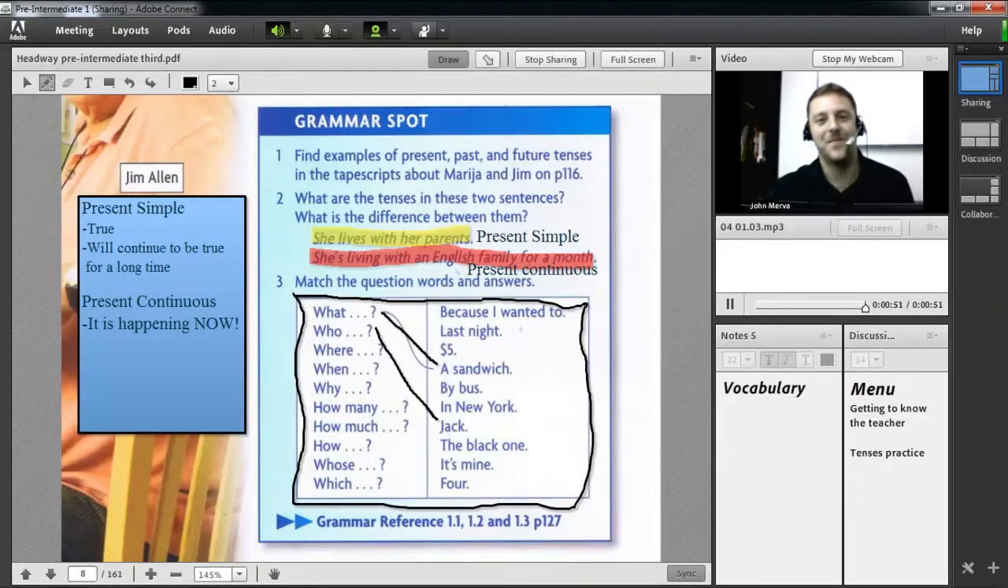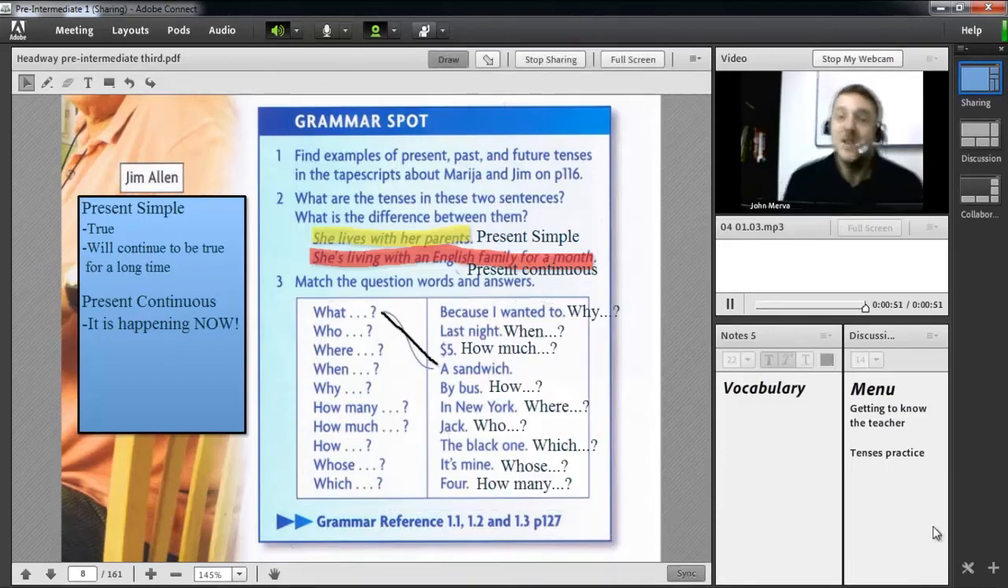Well done. Now, let's have a look at the answers together. Well done. Just to make it easier to look at, I have written the question words next to the answers, so let's very quickly go through them. Because I wanted to, obviously when we have a sentence that begins with because, the question is usually why. Last night, fairly easy, when. $5, how much. A sandwich, we already said earlier, was what. By bus, how, when we want to know how somebody got somewhere.